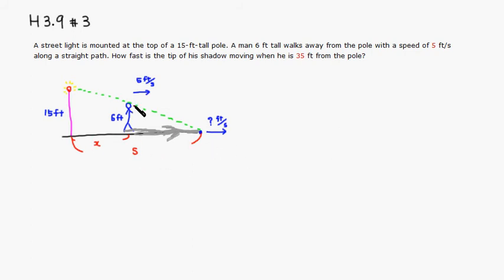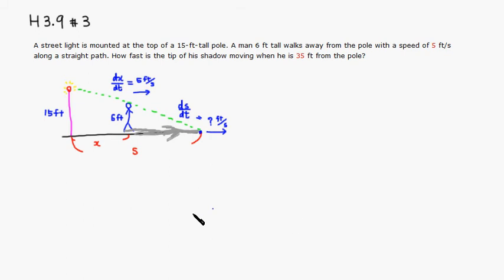First, we know that since the man is walking away from the street light at the rate of 5 feet per second, this is the rate of change of x with respect to time, so this is dx over dt. Then what we want to find is the rate of change of s with respect to t, so what we're trying to find is ds over dt. Alright, so let's set up the equation.